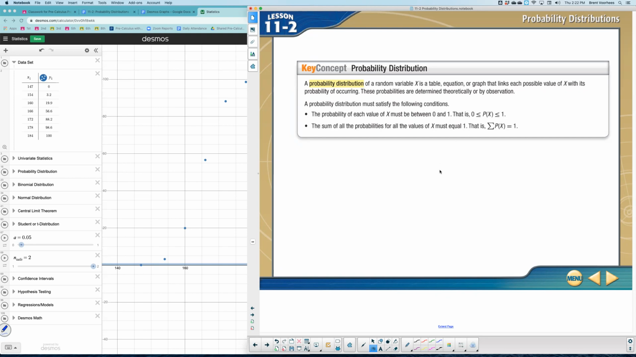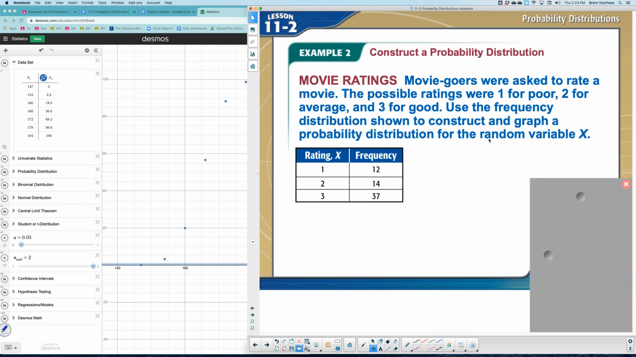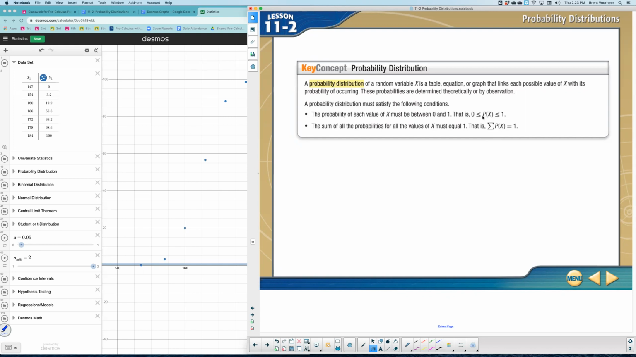That's an example there. The sum of all probabilities must equal 1. That means if it's discrete, you'd be using the sum, and it'll equal 1. All probabilities added together should always equal 1. So for example, the probability of getting heads is 50%, the probability of getting tails is 50%. You add those two 50% up and you get 100% or 1.